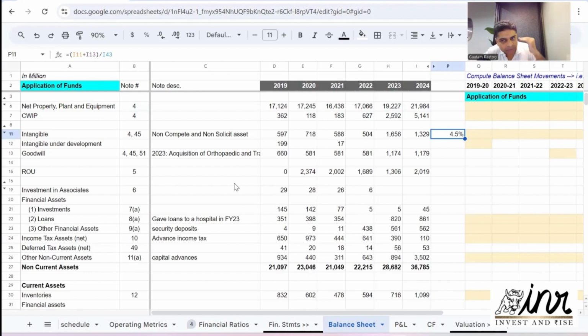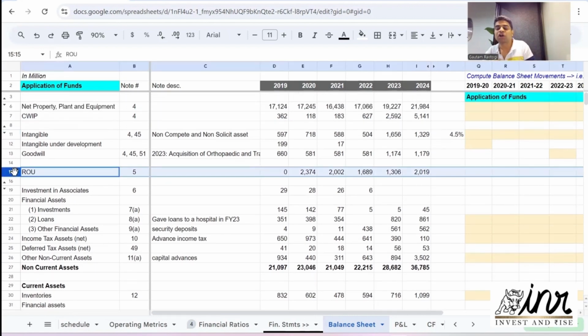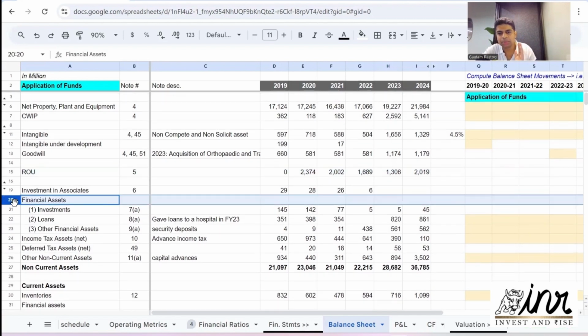Okay, let's move forward. There's ROU. I'm going to sidestep ROU for now. I'm going to spend a lot of time on ROU later, but I'm going to sidestep it for now, in the interest of time. But I'll certainly come back to it, and I'll spend a lot of time on ROU and lease liabilities. All right, so now let's move forward.